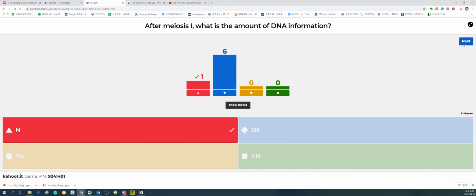Because those 2 copies of DNA are exactly the same, information-wise, it has half the information of the original cell. That's why information-wise, this is 1N, not 2N. Anybody is not clear? Okay, we move on.